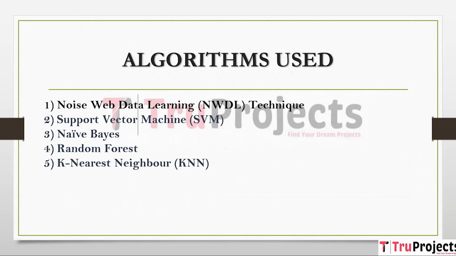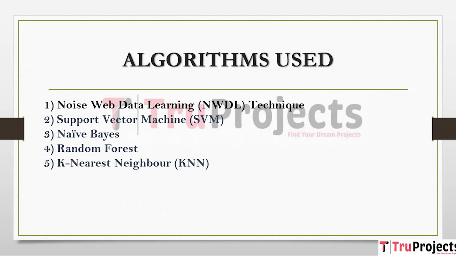These are the algorithms used in the project. First one is noise web data learning. The primary algorithm is used which dynamically identifies user interested web pages by analyzing user access patterns and time spent on pages. NWDL uses a combination of frequency based analysis and time duration between page visits to distinguish between interested and noise pages.